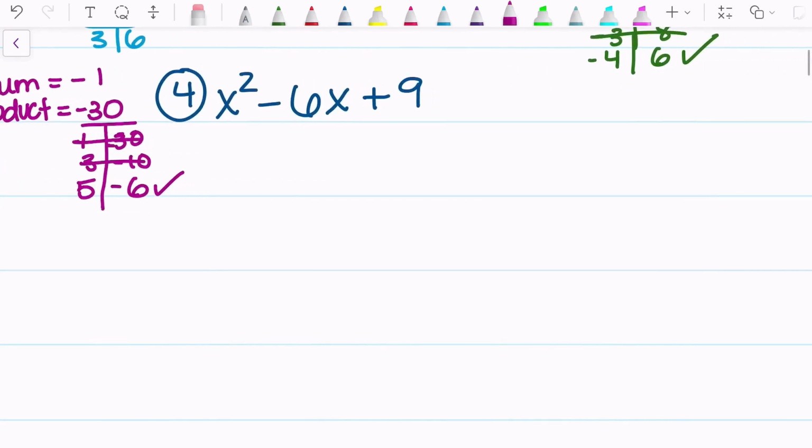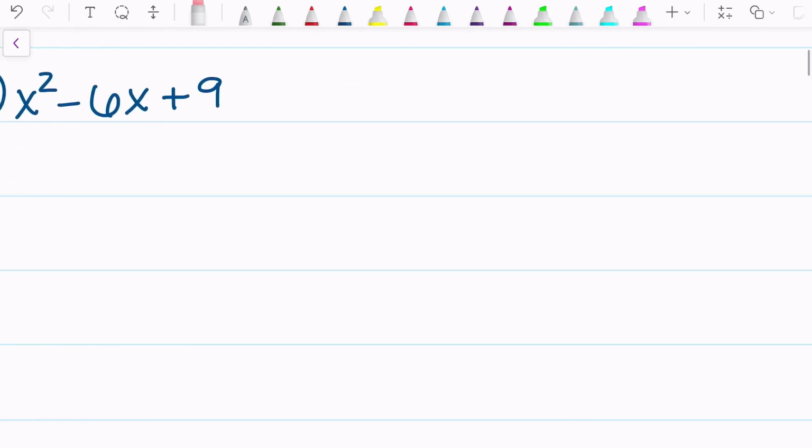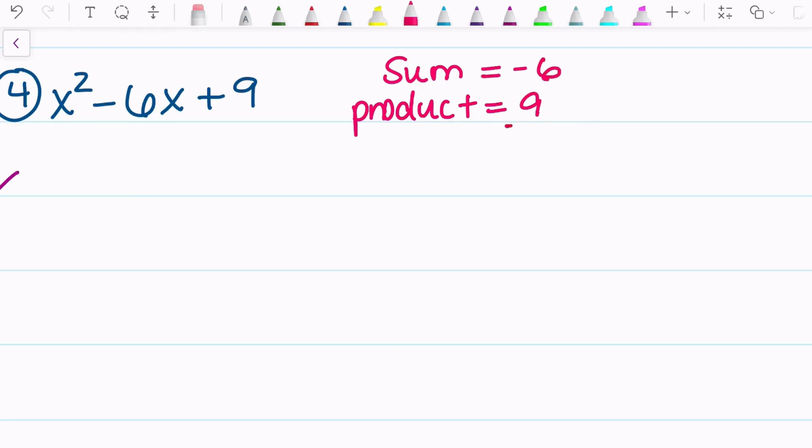My last example here for us is going to deal with x squared minus 6x plus 9. And I want the product to equal 9, and I want the sum to equal negative 6. I'm going to make a list of all the things that multiply to be 9. So that could be 1 times 9 or 3 times 3. Those are the only options of things that multiply to be 9.